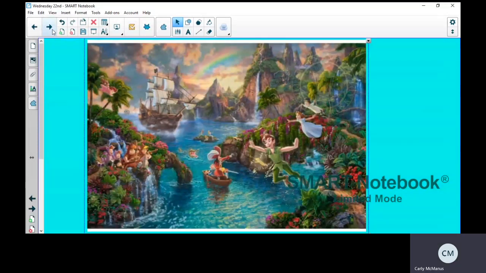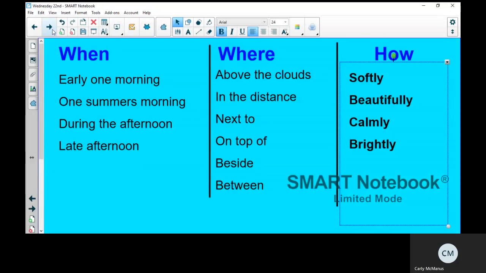Now, back to our setting description, because we're going to be using fronted adverbials in our setting description today. So all the descriptive language you've collected over the last couple of days, so your adjectives, your adverbs, your similes, and your alliteration, you should have written that down on a piece of paper and kept that. So today you're going to use that as well as fronted adverbials to create some sentences. So the 3 types of fronted adverbials that we're going to be looking at are when, where, and how.